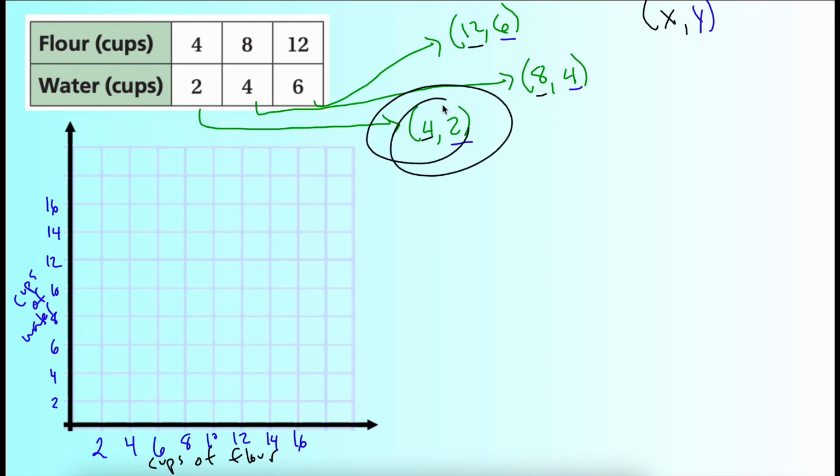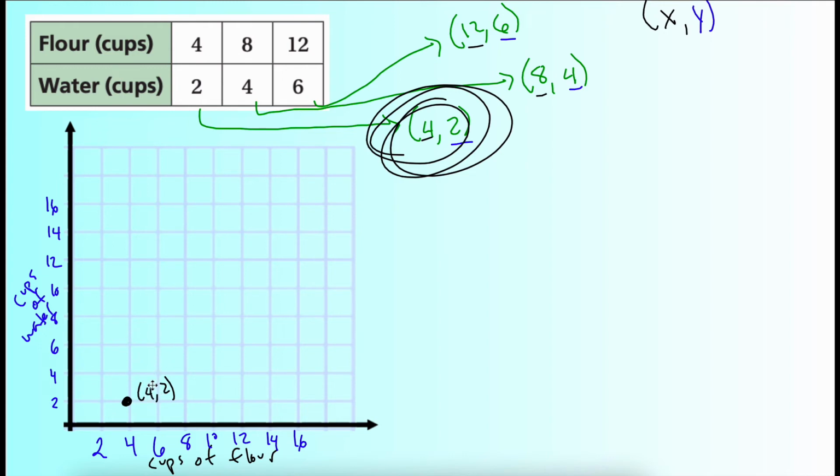So the first point I'm going to plot is this one, 4, 2. Go to the origin. First number tells me to move over 4, so over to 4. And the second number tells me to move up to 2. And that's my first point. This would be 4, 2. This point represents 4 cups of flour to 2 cups of water.